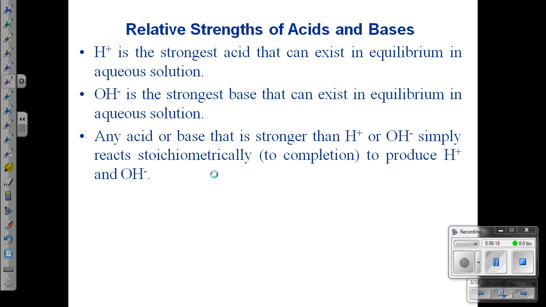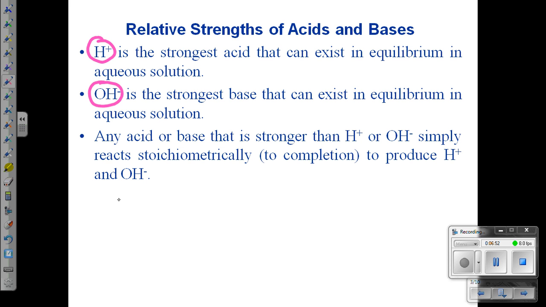I want to mention, we've looked at some reactions where we've just had a proton, H+, or we've just had hydroxide in the reaction, OH-. Those two, H+ and OH-: H+ is the strongest acid that you can have in aqueous solution, and hydroxide is the strongest base that you can have in equilibrium in aqueous solution.